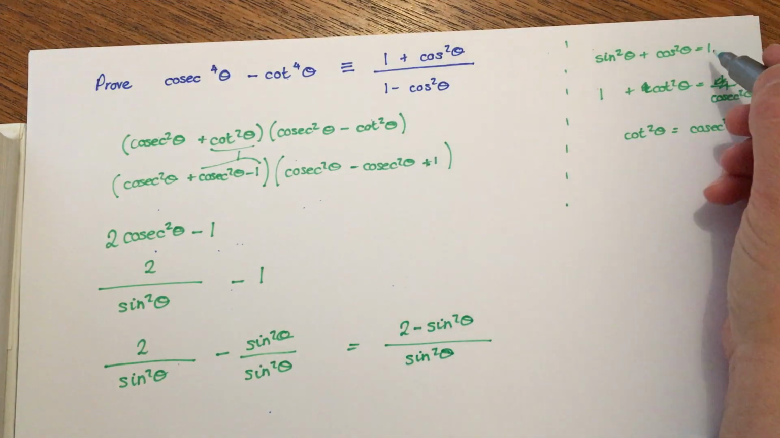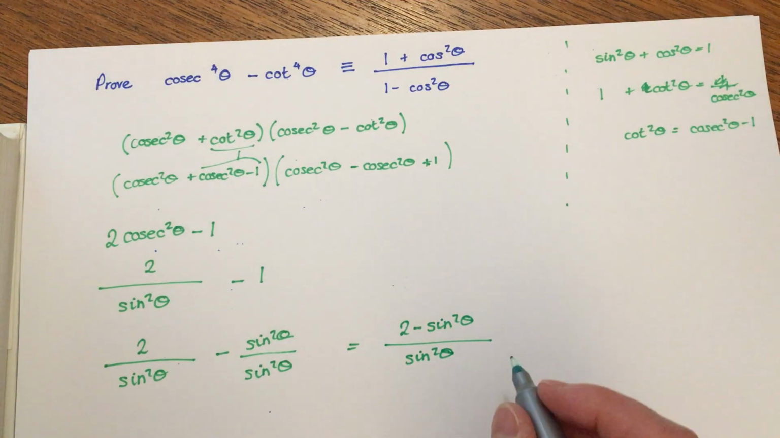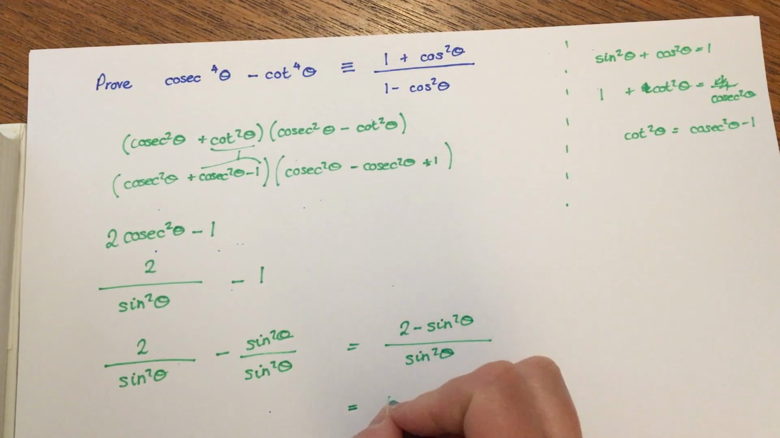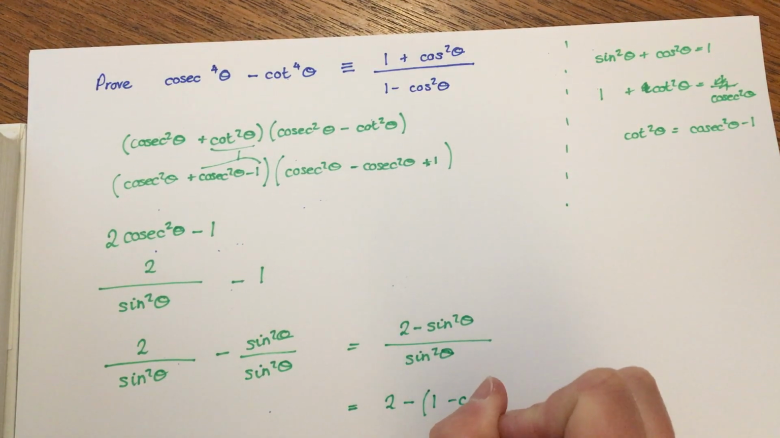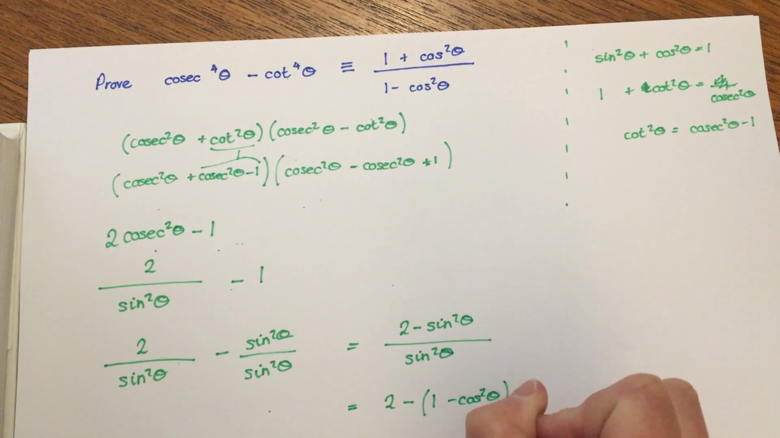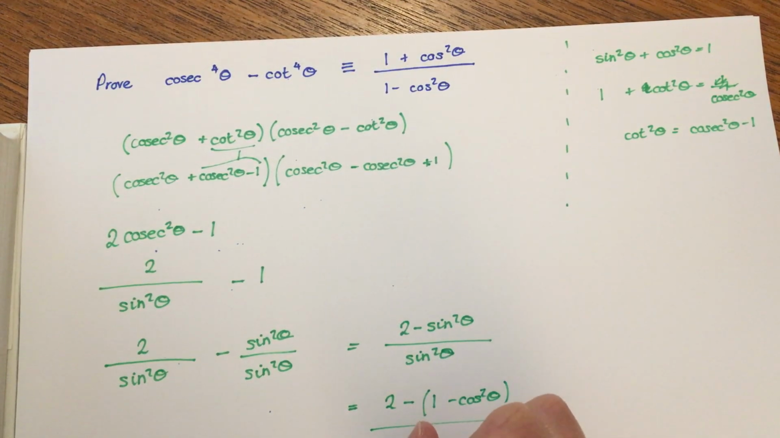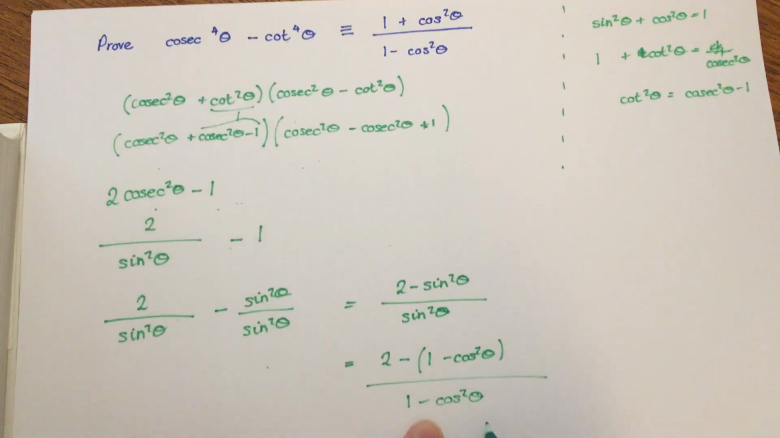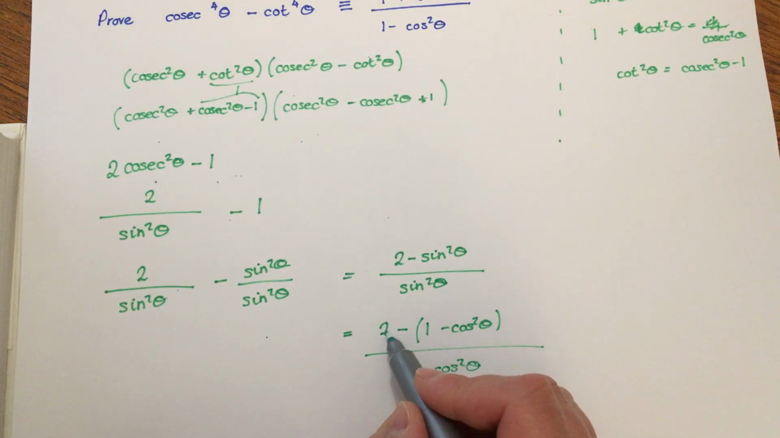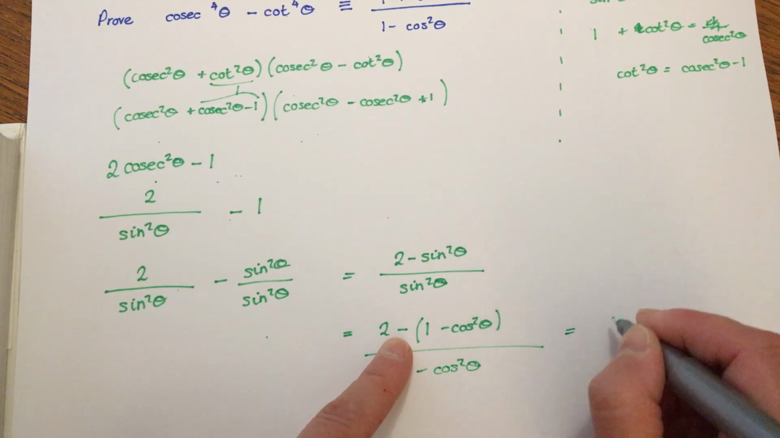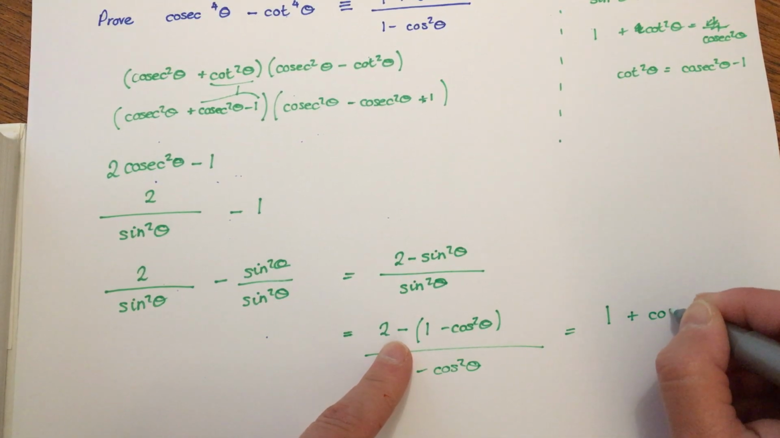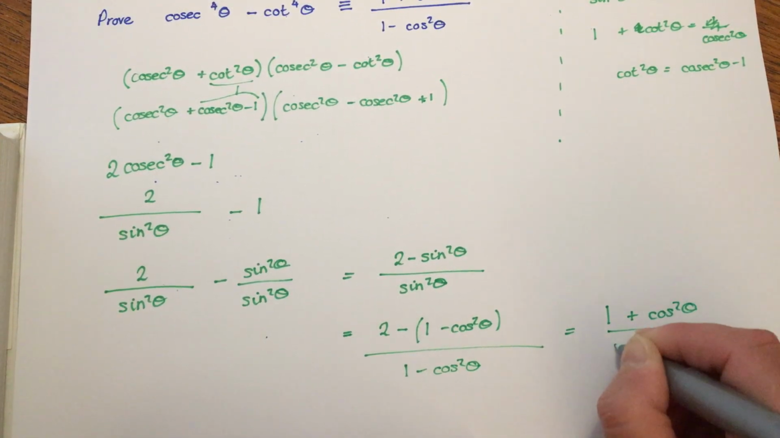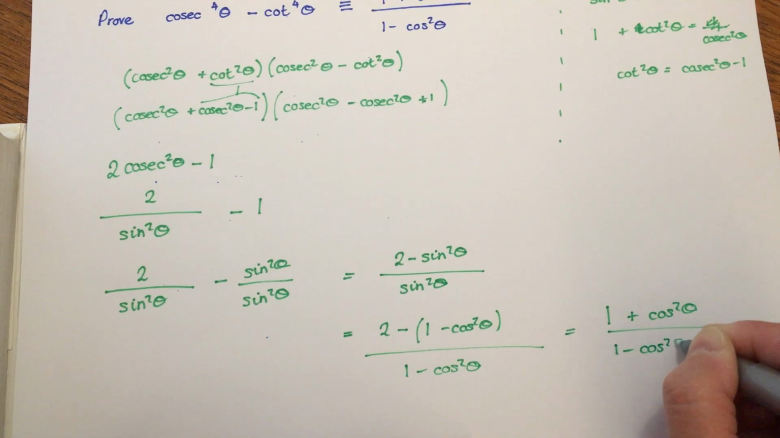Sine squared from this identity here is 1 minus cos squared. So I could put that in. So 1 minus sine squared, which is 1 minus cos squared. On the bottom, sine squared is 1 minus cos squared. Oh, here we go. So I've got 1 minus cos squared on the bottom. 2 minus 1 is 1. Minus minus makes a plus. Plus cos squared theta over 1 minus cos squared theta.